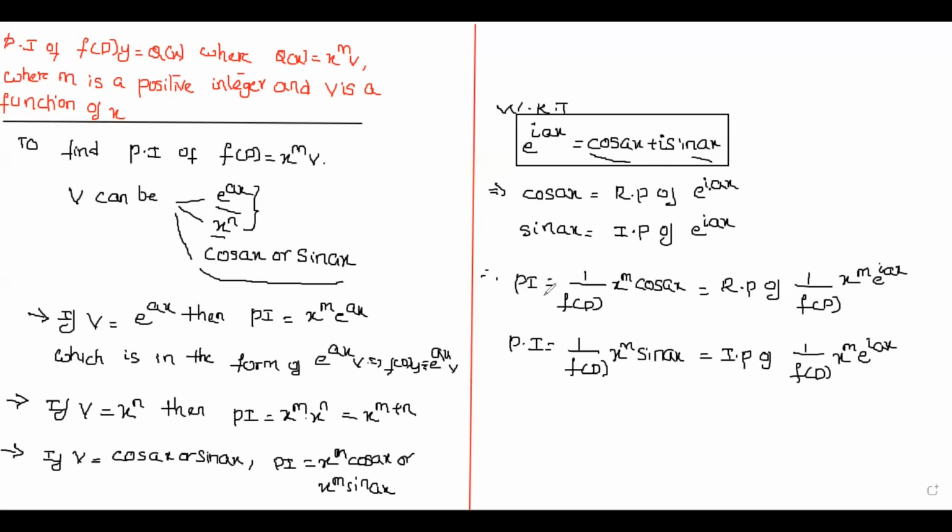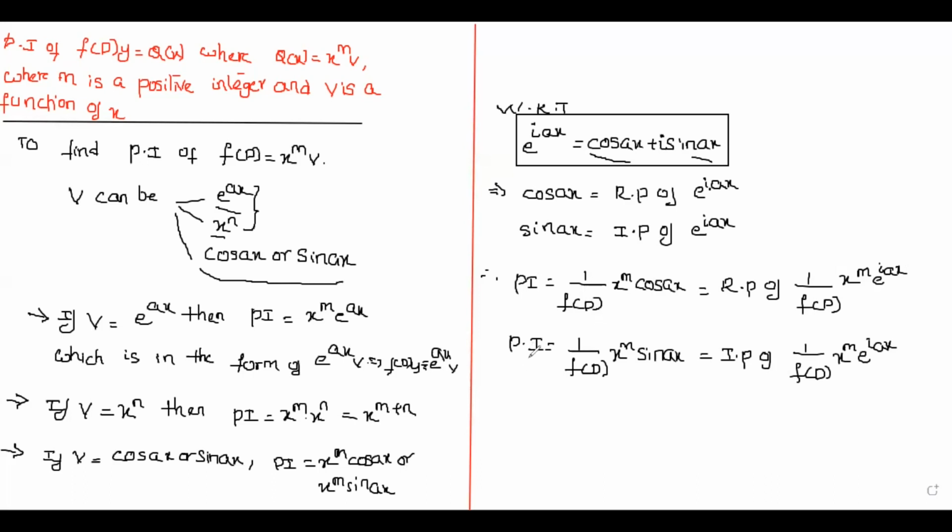Now, the particular integral of 1 by f of D into x power m cos ax becomes the real part of 1 by f of D into x power m e power iax. Means the same procedure which we have done for e power ax into v, we have to do here. And we have to collect only the real part of the solution. Then we get the particular integral of 1 by f of D into x power m cos ax.